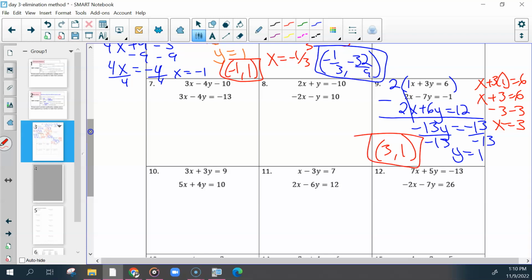Do we have any questions, confusion, concerns about that one? So if the coefficients are not the same, you have to make them the same by finding some number that you could multiply by. If you started this problem and they were not the same and you started adding or subtracting, you would immediately get the wrong answer. So be aware of that.